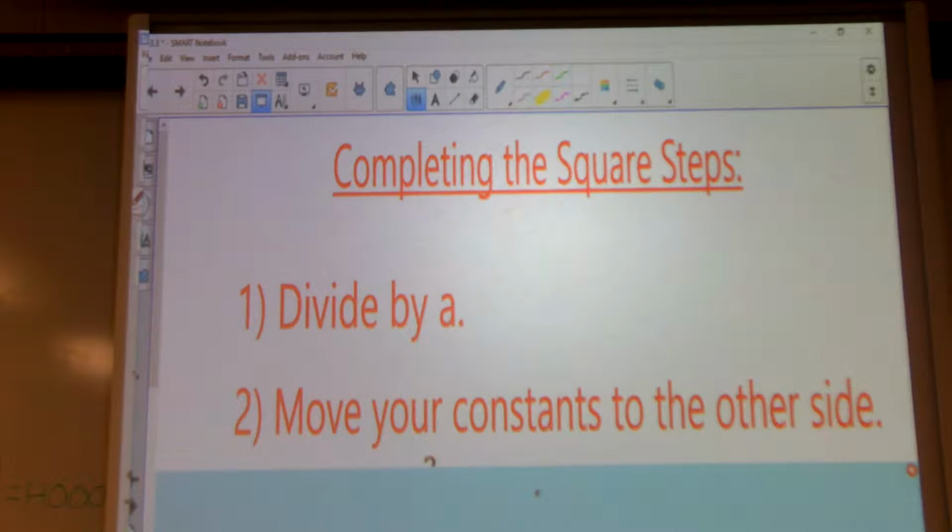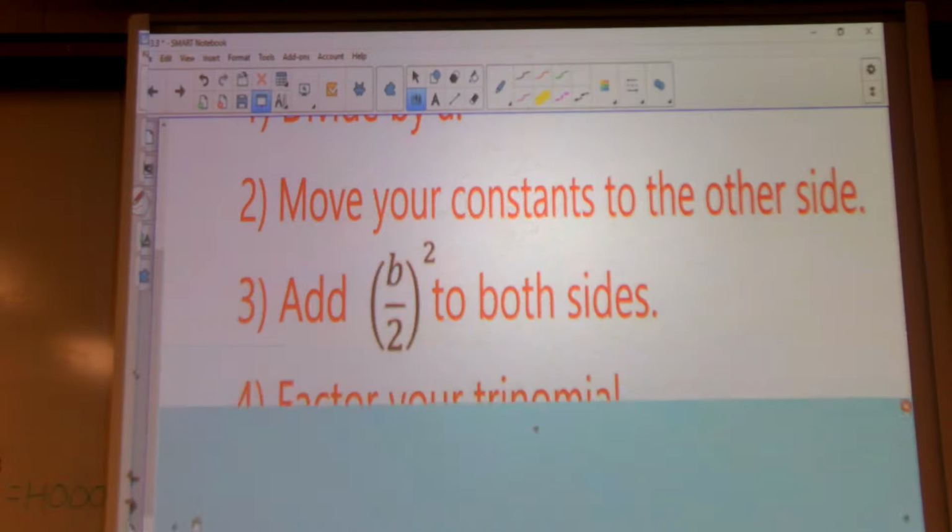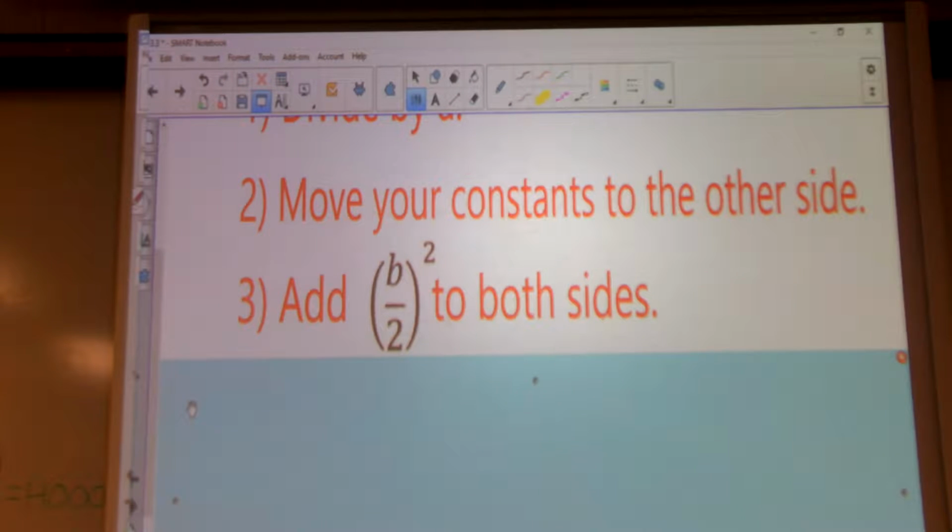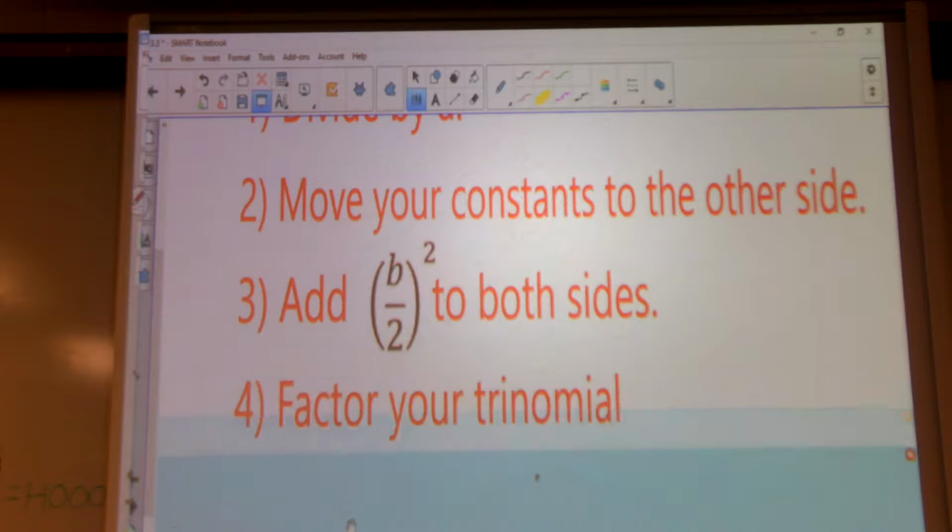Then here's the weird part. We're going to add the quantity of b over 2 squared to both sides. It's our magic number. Because when you do that, you should now be able to factor, and when you factor, it will become a perfect square, which makes it easy to then solve. All these steps are the same, 1, 2, 3. You do it every single problem the exact same way.